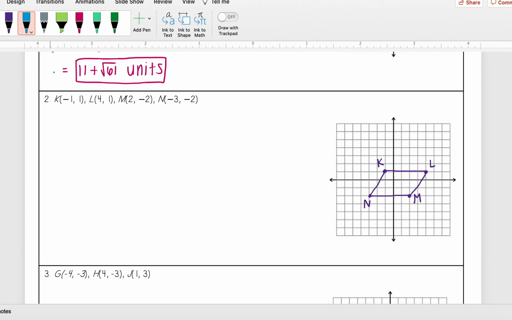So I see for this one, I have 2 side lengths that I can automatically find the length of. I see that KL, I can go ahead and count those. And I see that's 1, 2, 3, 4, 5. And NM is 1, 2, 3, 4, 5. So automatically have those.